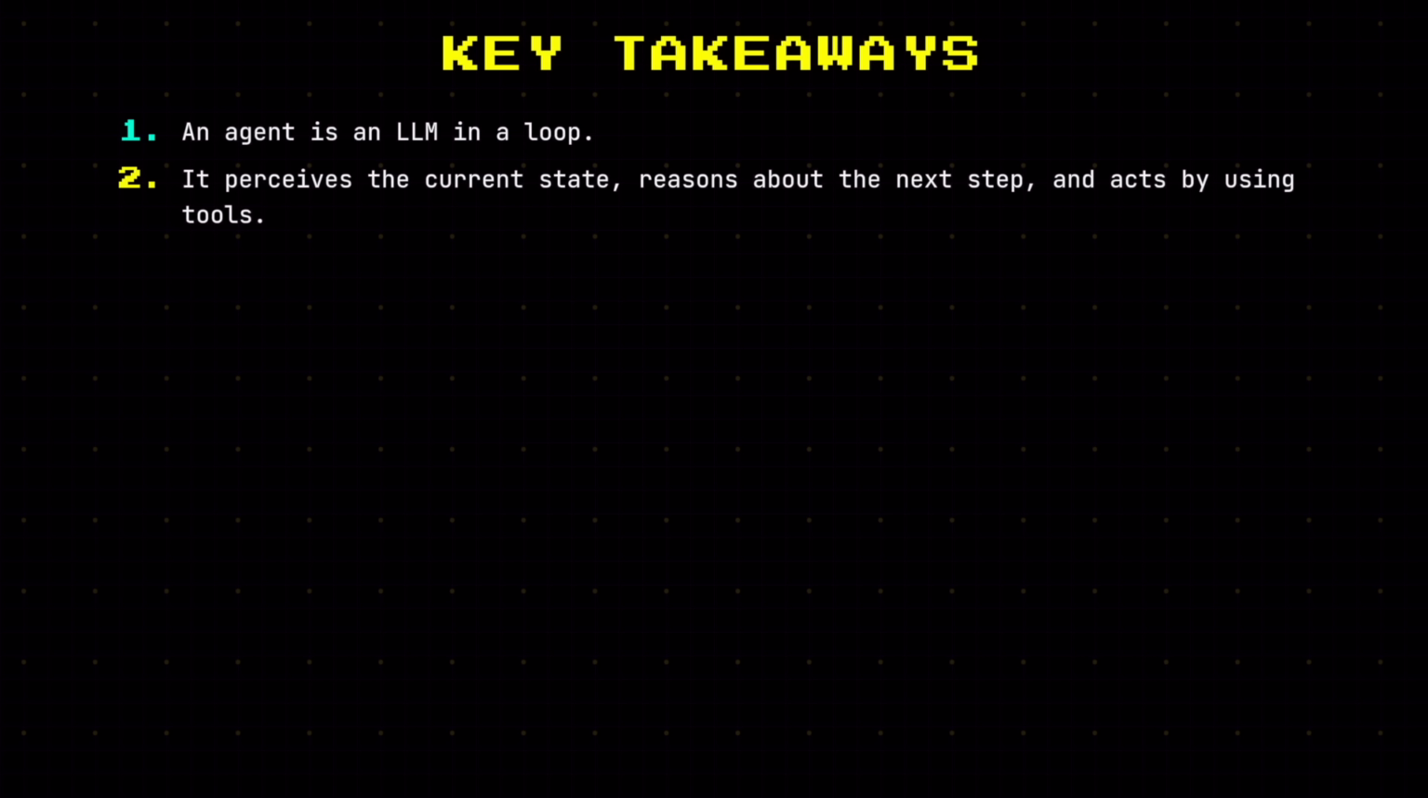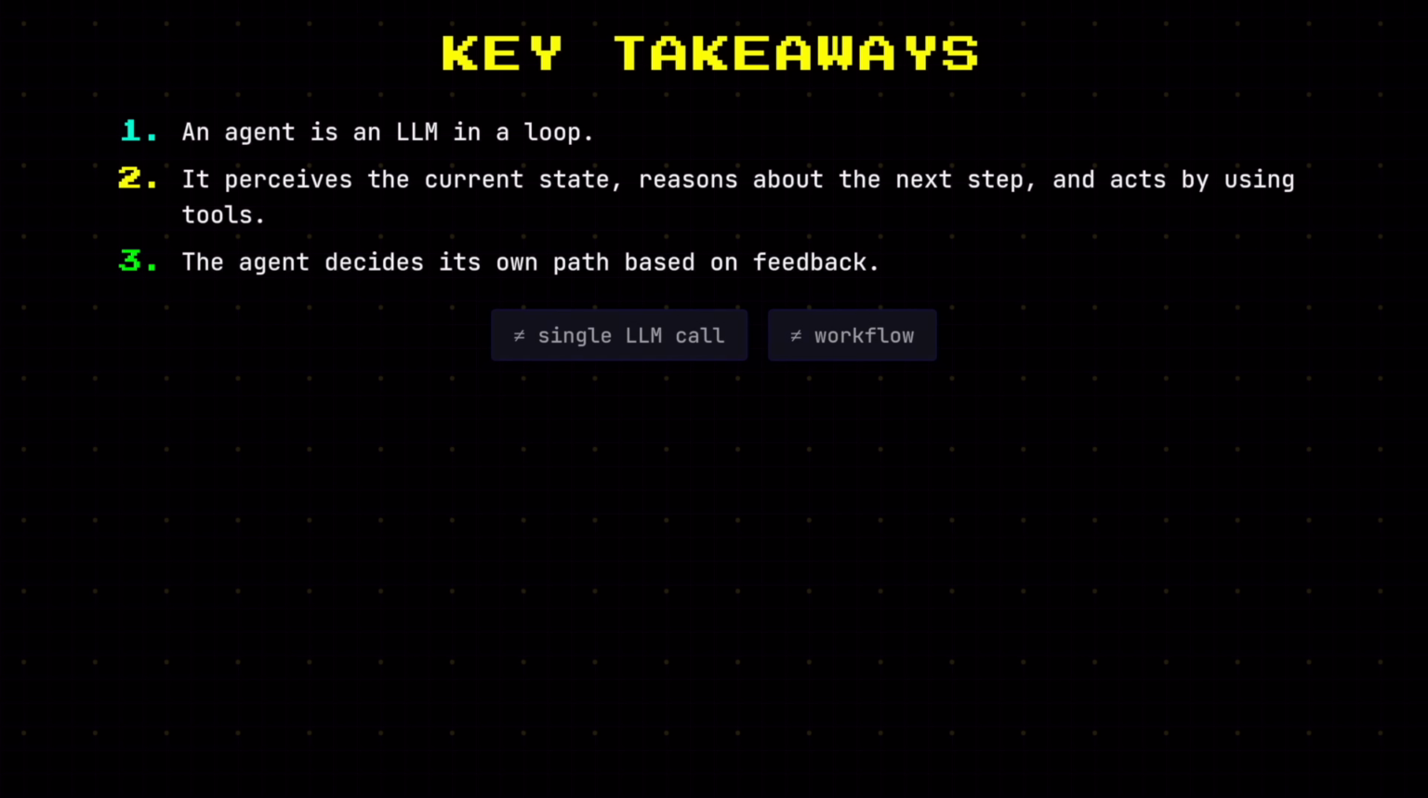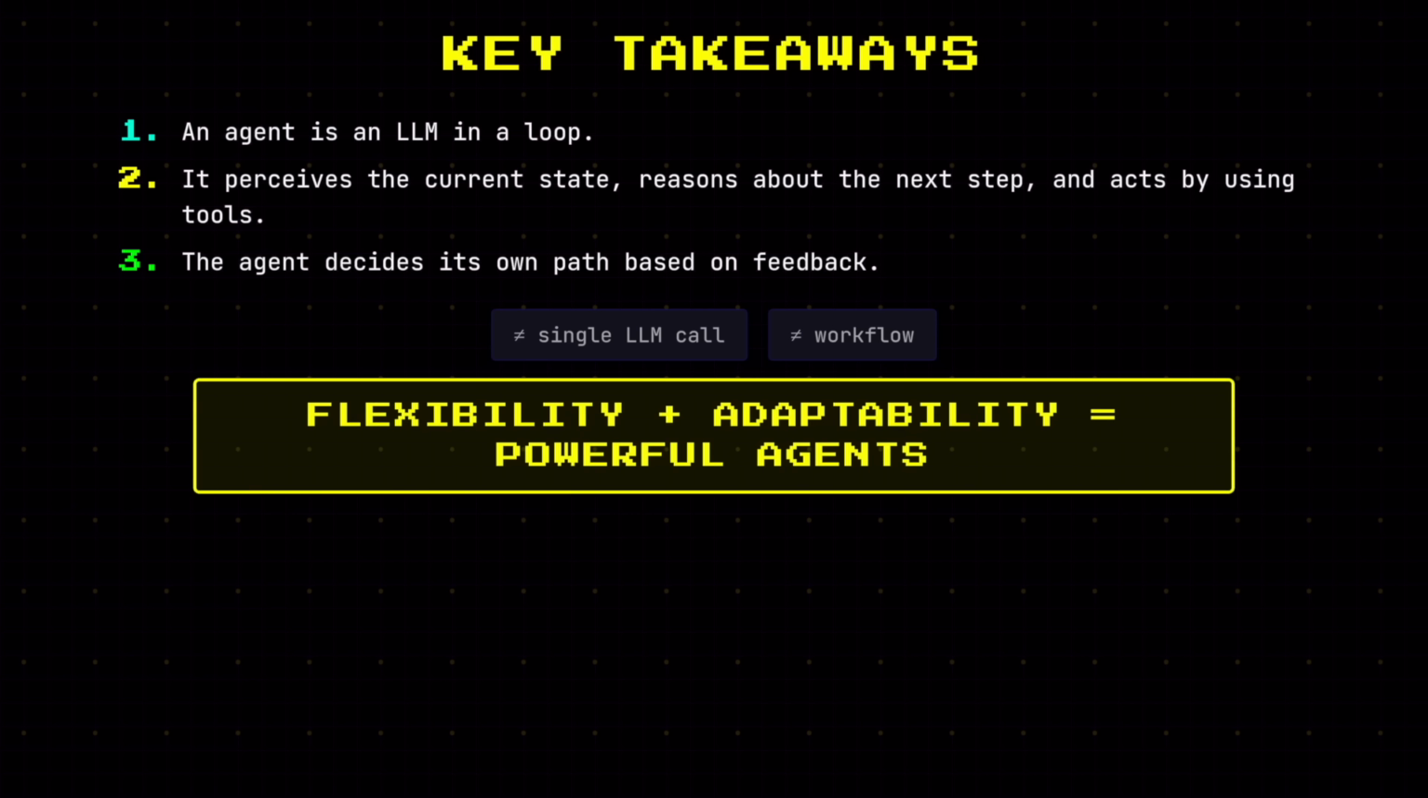Here's what you need to remember. An agent is an LLM in a loop. It perceives the current state, reasons about the next step, and acts by using tools. The agent decides its own path based on feedback. That's different from a single call and different from a workflow. It's the flexibility and adaptability that makes agents powerful. You now understand what an agent is. Next, we'll explore how to build them.